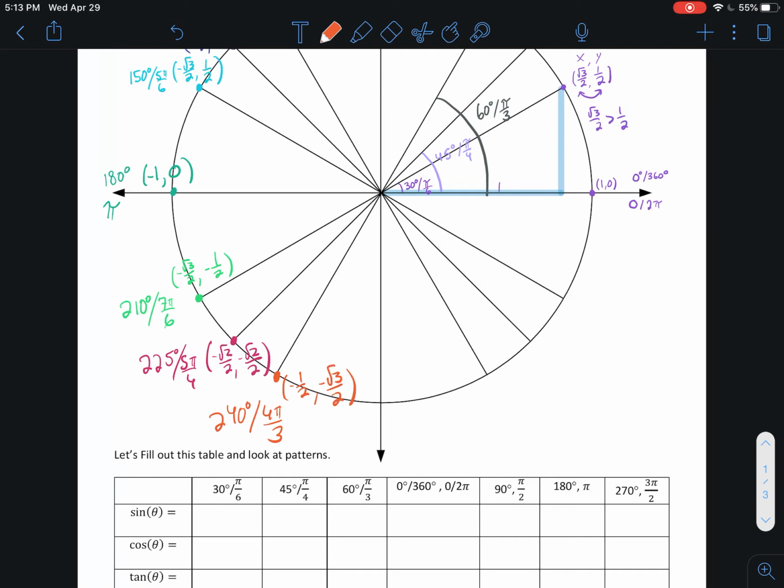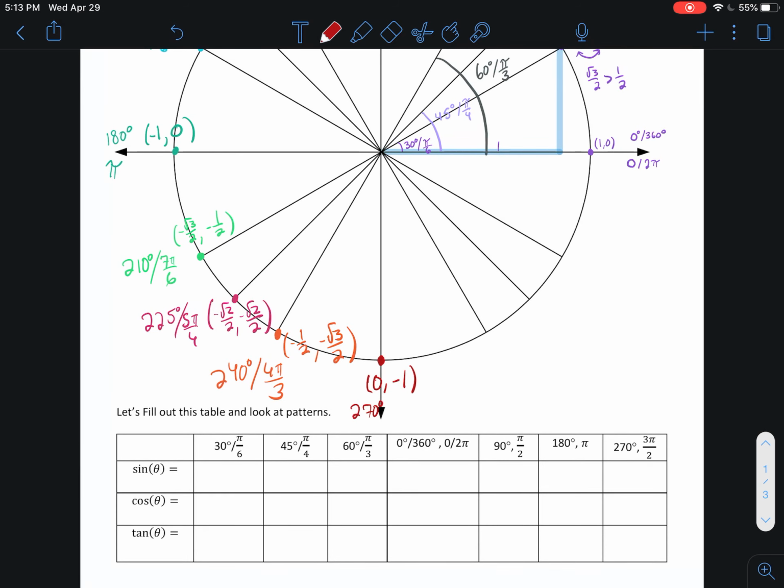So then let's take a look at this point right here. We're 0 in the x direction, -1 in the y direction. The degrees that we're at right here are 270 degrees. The radians are 3 pi over 2. Okay, so then continuing right around, we are now in the fourth and final quadrant.